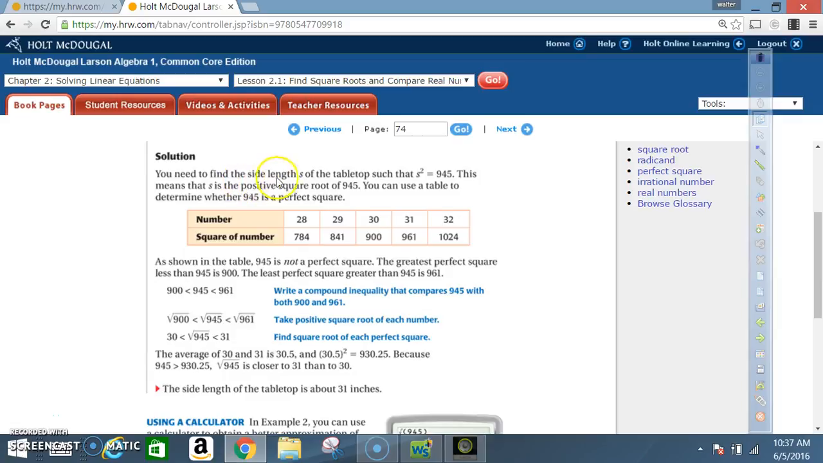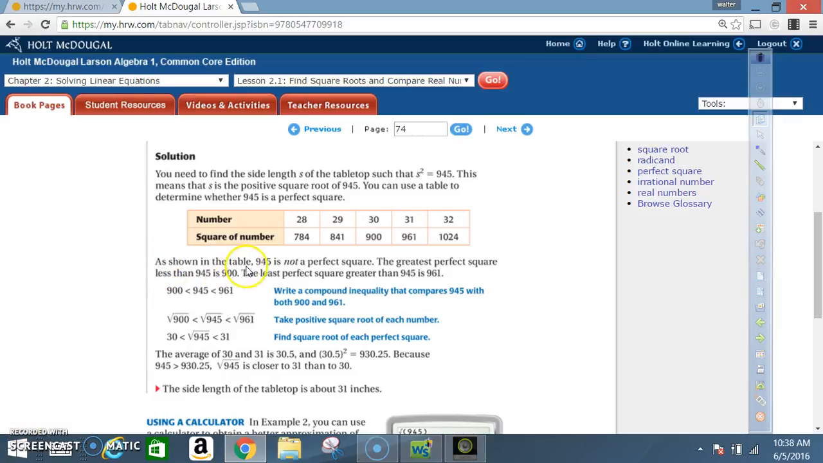Solution. You need to find the side length S of the tabletop such that S squared is equal to 945. This means that S is a positive square root of 945. You can use a table to determine whether 945 is a perfect square. 28 squared is 784. 29 squared is 841. 30 squared is 900. 31 squared is 961. And 32 squared is 1024. After squaring these numbers in a row, you see that no number came out to be 945. That tells you that 945 is not a perfect square.